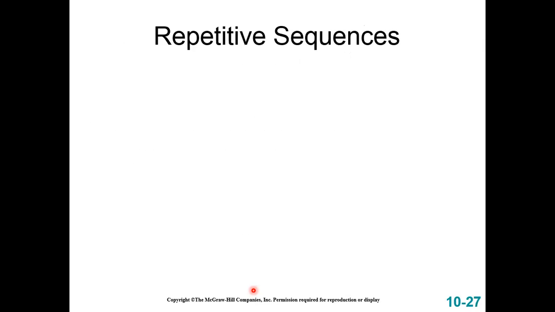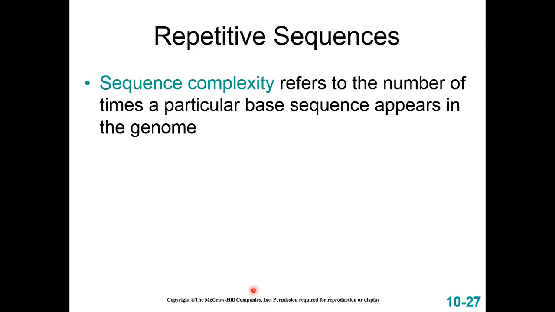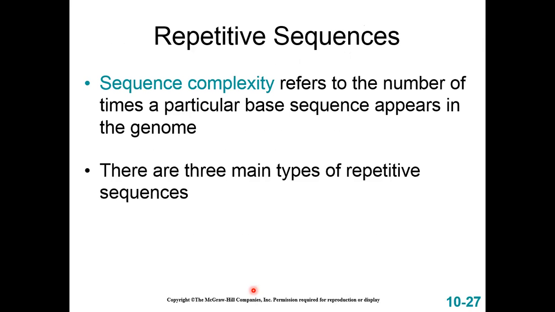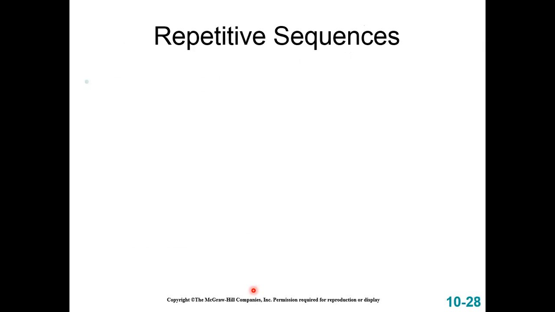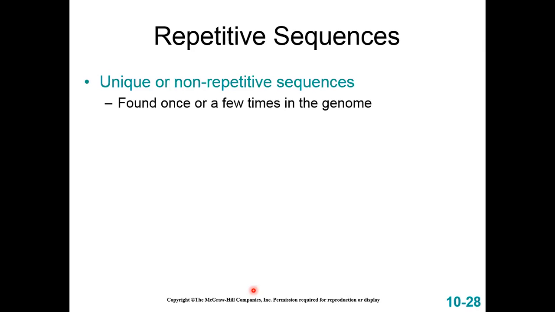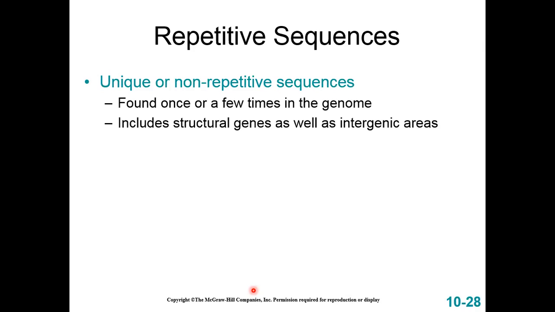Repetitive sequence complexity refers to the number of times a particular base pair sequence appears in the genome. There are three main types of repetitive sequences: unique or non-repetitive, moderately repetitive, and highly repetitive. Unique sequences are found once or a few times in the genome. They include the structural genes as well as intergenic areas.